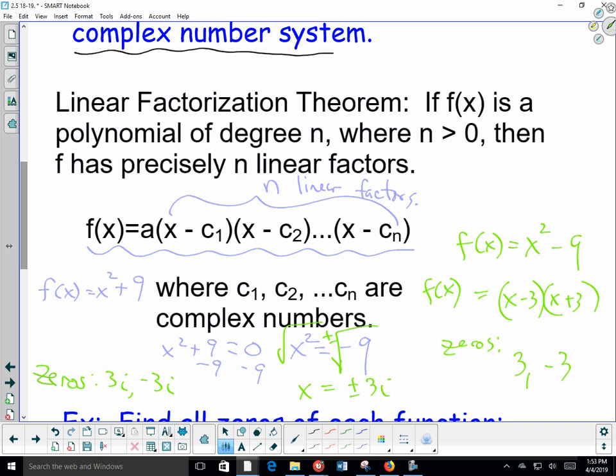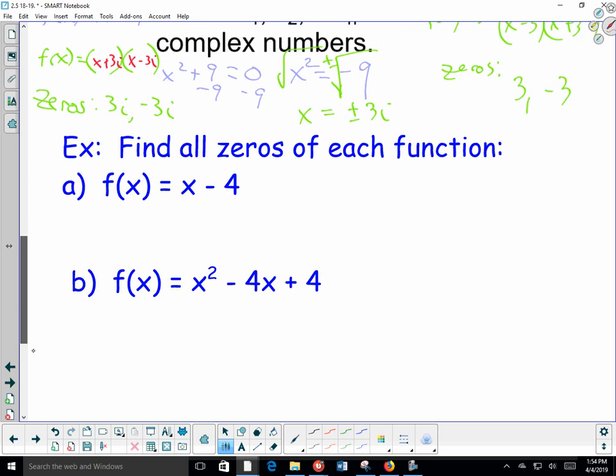Everybody with me? What was the degree? 2. How many zeros did we get? 2. Remember, they might be real. They might be imaginary. They might be repeated, but there's going to be 2 for every degree 2 polynomial function. Are we okay with this? And using this linear factorization theorem, I could write this in factored form by writing what? X plus 3i and x minus 3i. All right, x plus 3i times x minus 3i. Are we okay with this? All good?